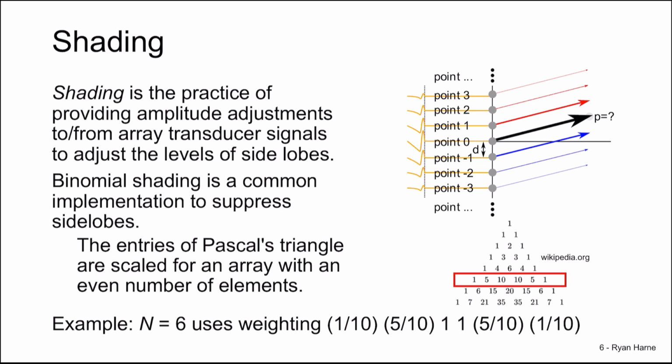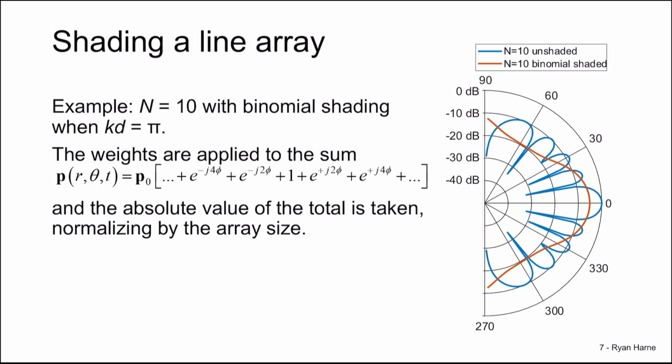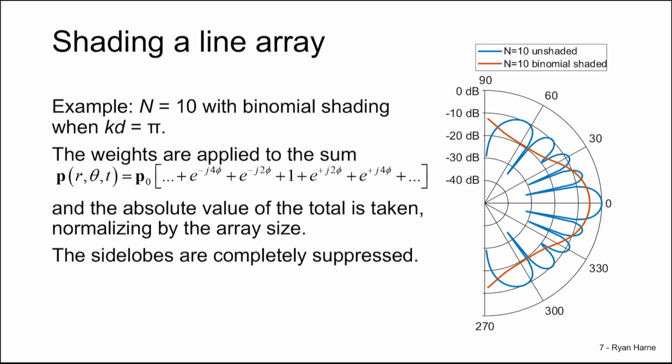What does this beam factor look like for a shaded array by binomial shading? If we consider the case when n is 10, we have 5 transducers along each side of the array center. What we find is that when the weights are taken to apply to our sum of acoustic pressures, we then take the absolute value of this quantity to determine the array factor. And the result is that the side lobes are completely suppressed. We see this in the red curve when compared to the blue curve that is the array without shading.